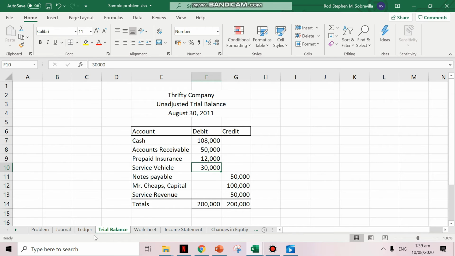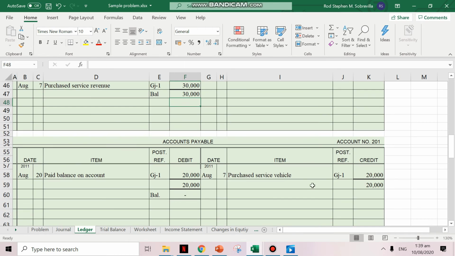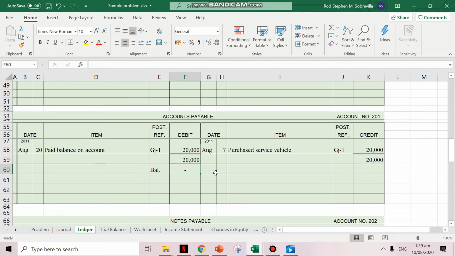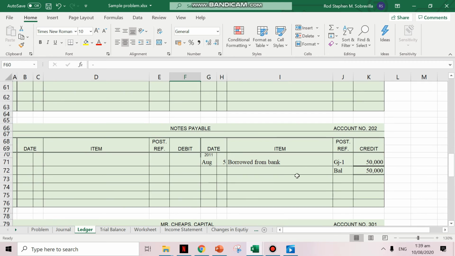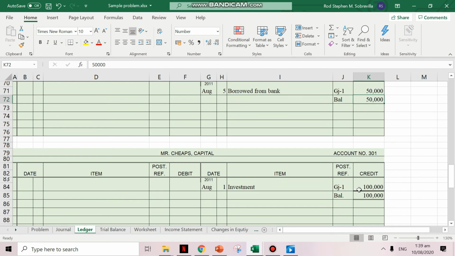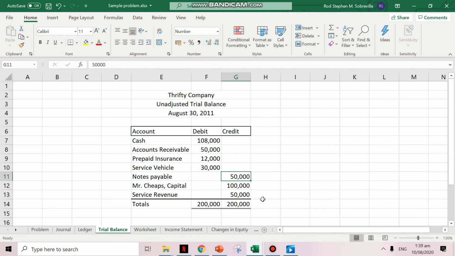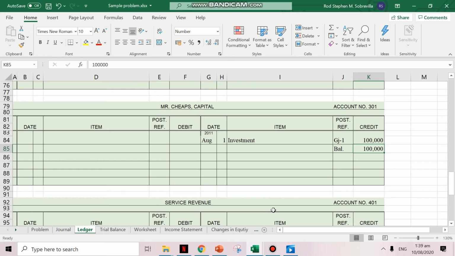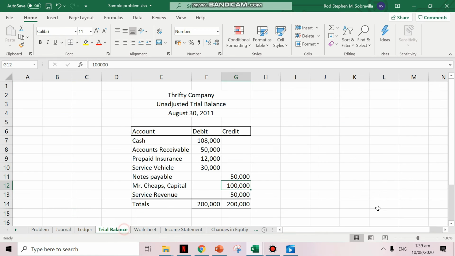And then for the notes payable naman, ay accounts payable nag-zero kaya hindi mo na siya kailangan ilagay sa trial balance. Notes payable 50,000 sa credit naman. Credit. And then capital 100,000 credit ulit. Service revenue 50,000 credit ulit. So yan, balance siya. Ibig sabihin, tama yung pagpo-post nyo.